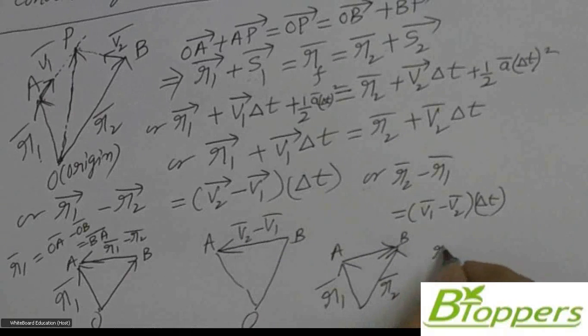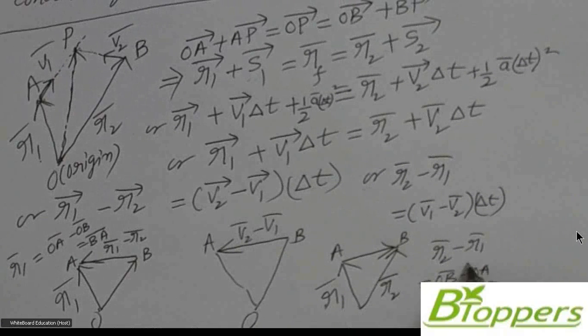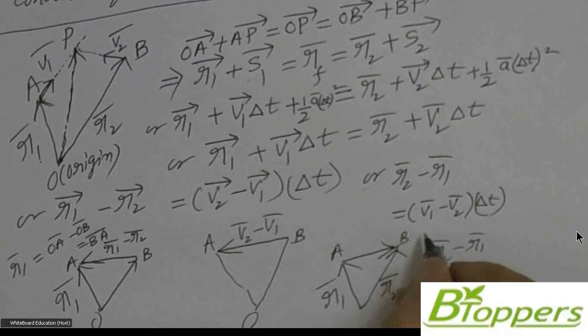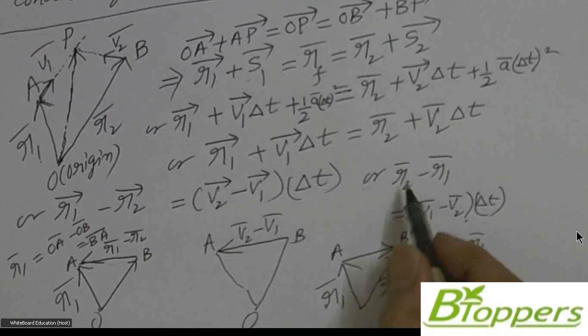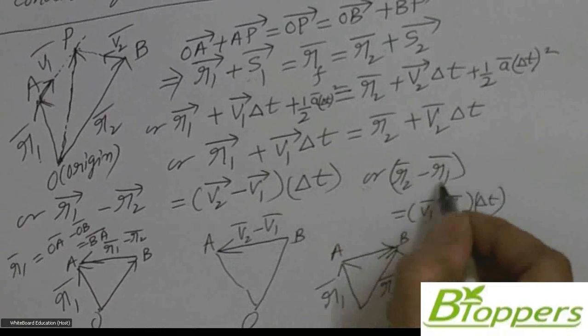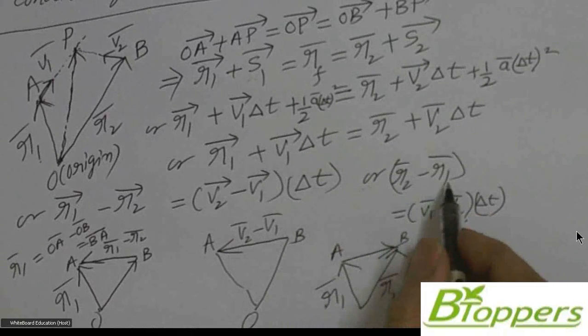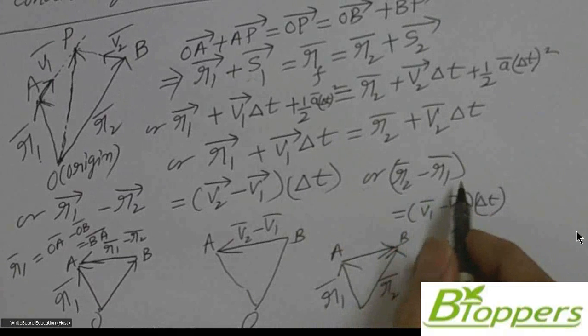You can write R2 bar minus R1 bar means OB bar minus OA bar. That will be equal to AB bar. That means the direction of V1 bar minus V2 bar is the same as the direction of R2 bar minus R1 bar in case collision takes place.